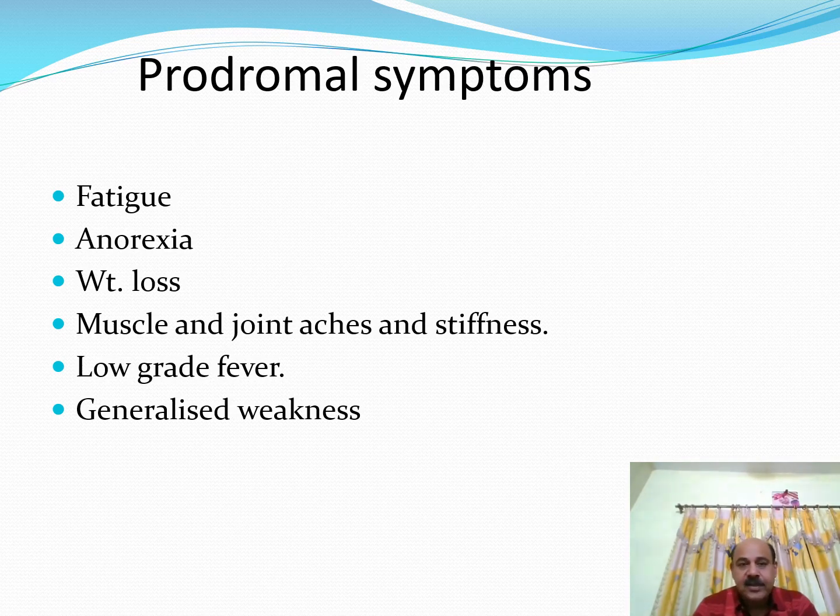These features are like fatigue, anorexia, weight loss, muscle and joint aches and stiffness, low-grade fever, generalized weakness. All these features may be there because of 101 reasons. Weight loss can be there due to so many other reasons. There can be some infective pathology, and there may be some other reason like neoplastic conditions which may be responsible for weight loss. Likewise, if the patient is presenting with low-grade fever, again there can be 101 reasons behind that. It may be tuberculosis, some other infective condition, maybe malignancy. Generalized weakness again can be there due to so many other reasons.